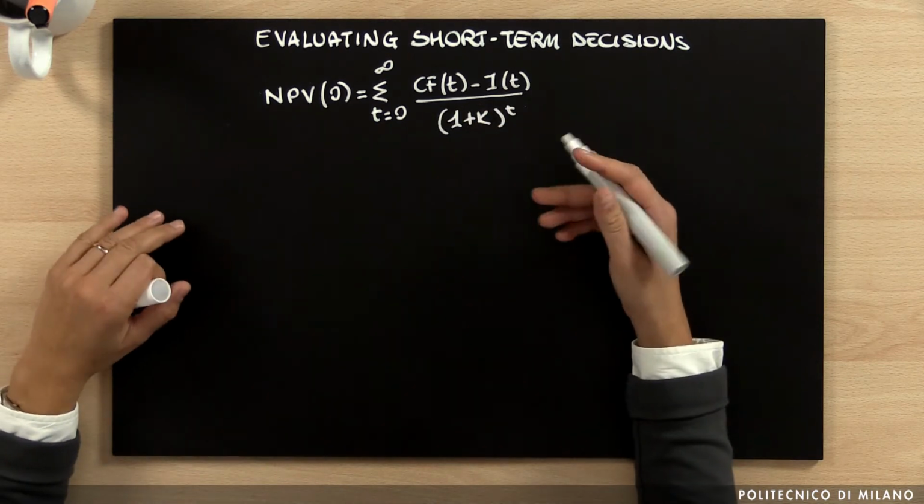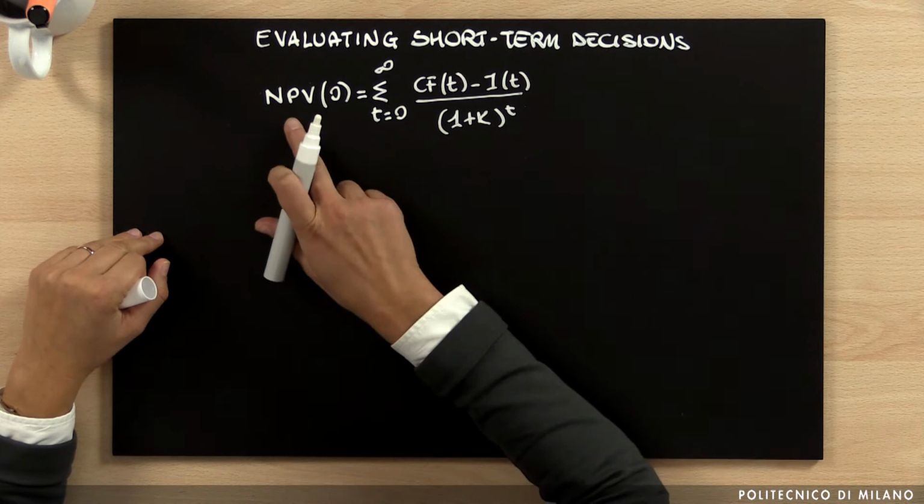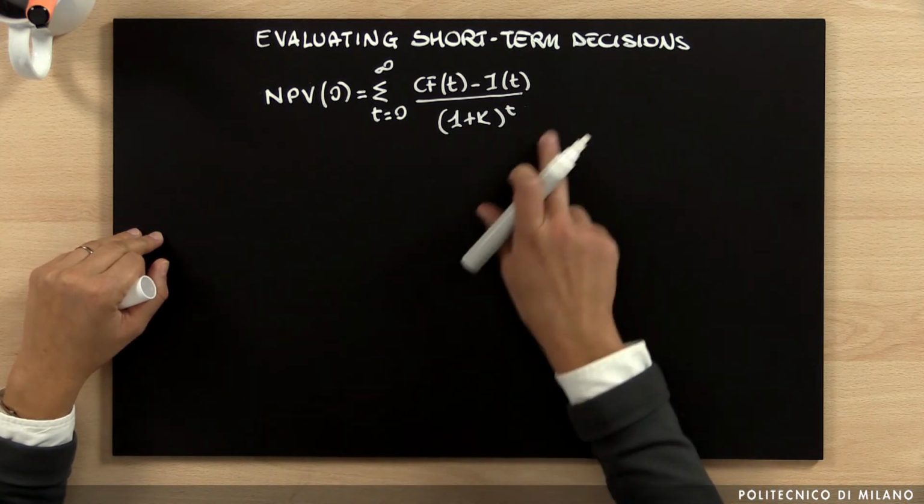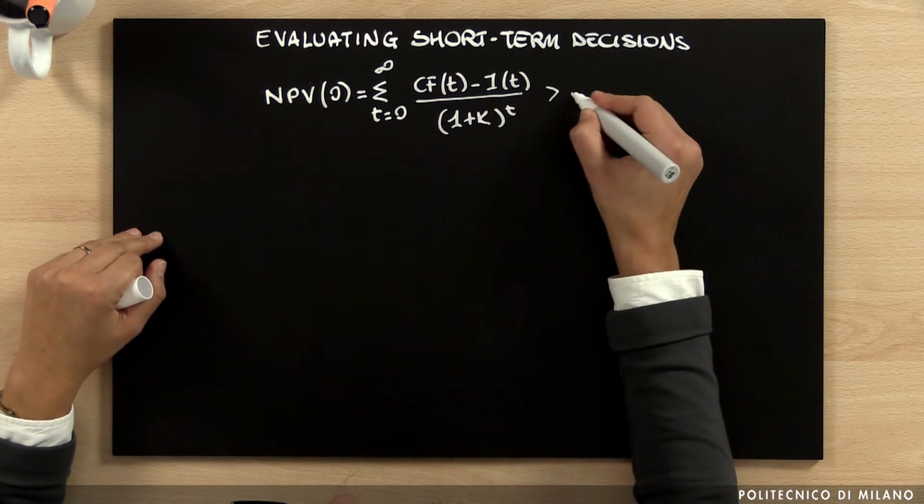All decisions are evaluated in terms of their ability to generate cash in the future, so that in the moment in which this value is higher than 0, we can say that the decision generates cash and so it is convenient. We are lucky because, given that we have short-term decisions, this formula can be simplified because of the characteristics of short-term decisions.